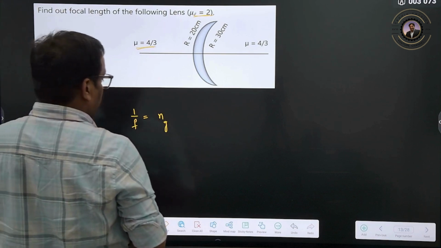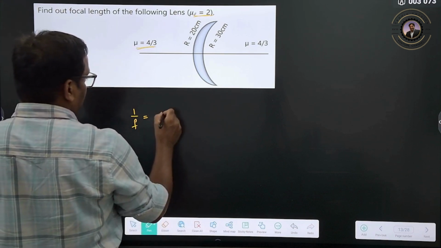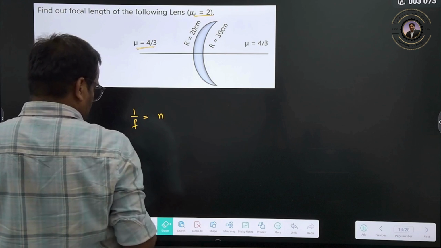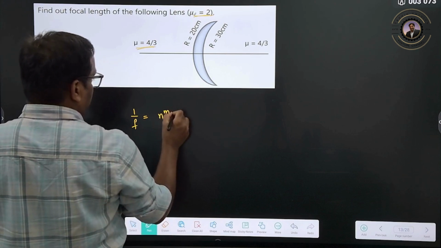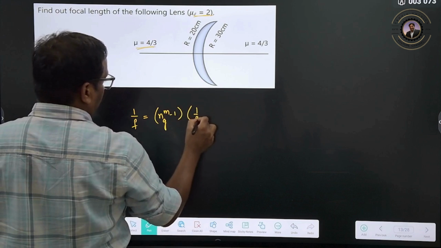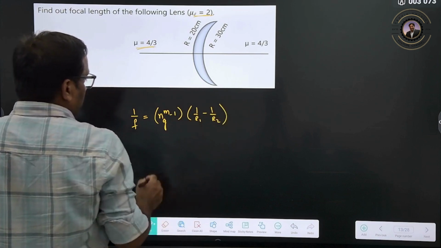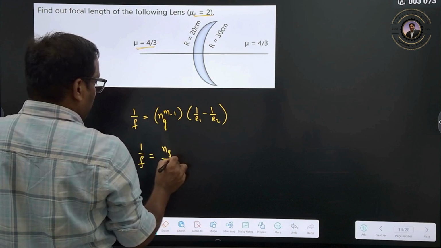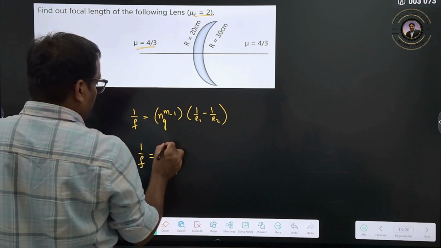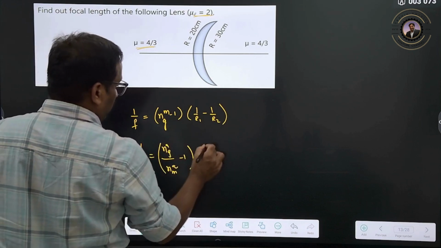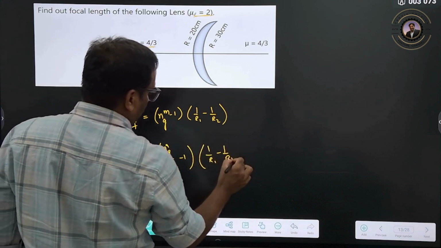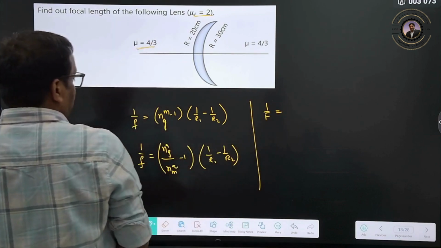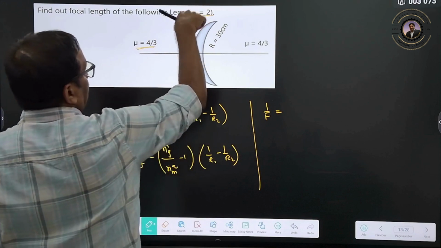Clear? So therefore what will be the refractive index of the glass with respect to the medium, minus 1, into 1 by R1 minus 1 by R2. So what can I write now? 1 by f is equal to the refractive index of the glass by the refractive index of the medium, minus 1, into 1 by R1 minus 1 by R2. Clear? So 1 by f will be equal to the refractive index of the glass. Glass means it is the lens, no?